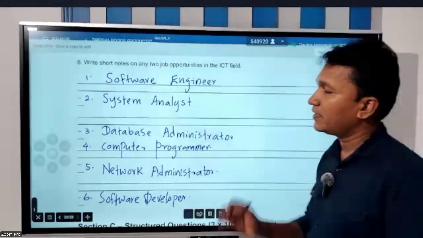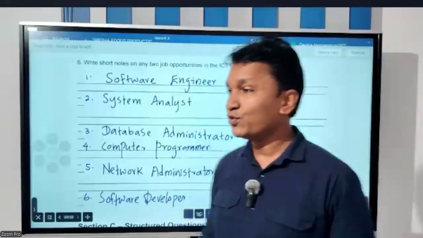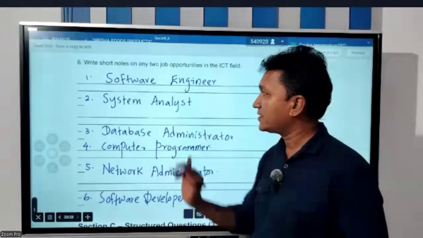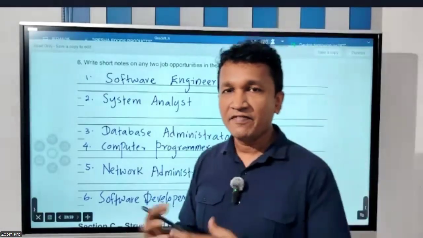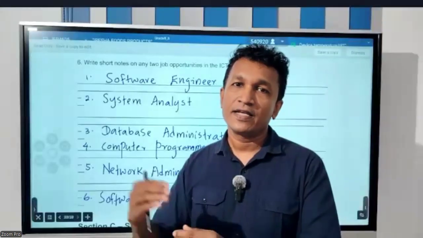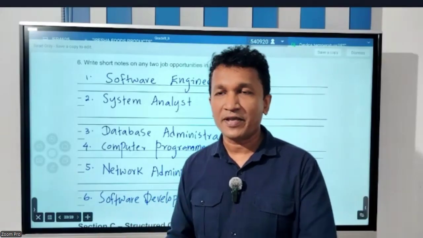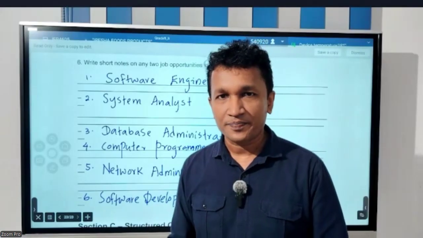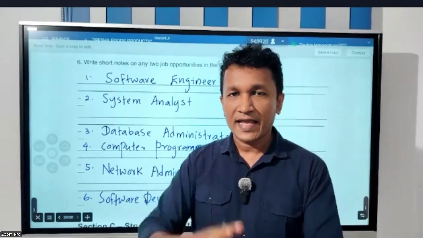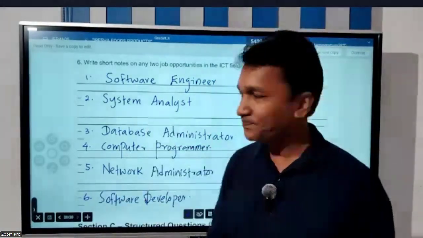Software engineer means he's the one who mainly designs and does the initial things to make the software. System analyst. Before developing the system, the analyst analyzes the current system and suggests what kind of system needs to be applied to that place. Suppose we are going to develop a system for an organization. Then we need to study and analyze the existing system of that organization, and build a system that suits it. That part is done by the system analyst.